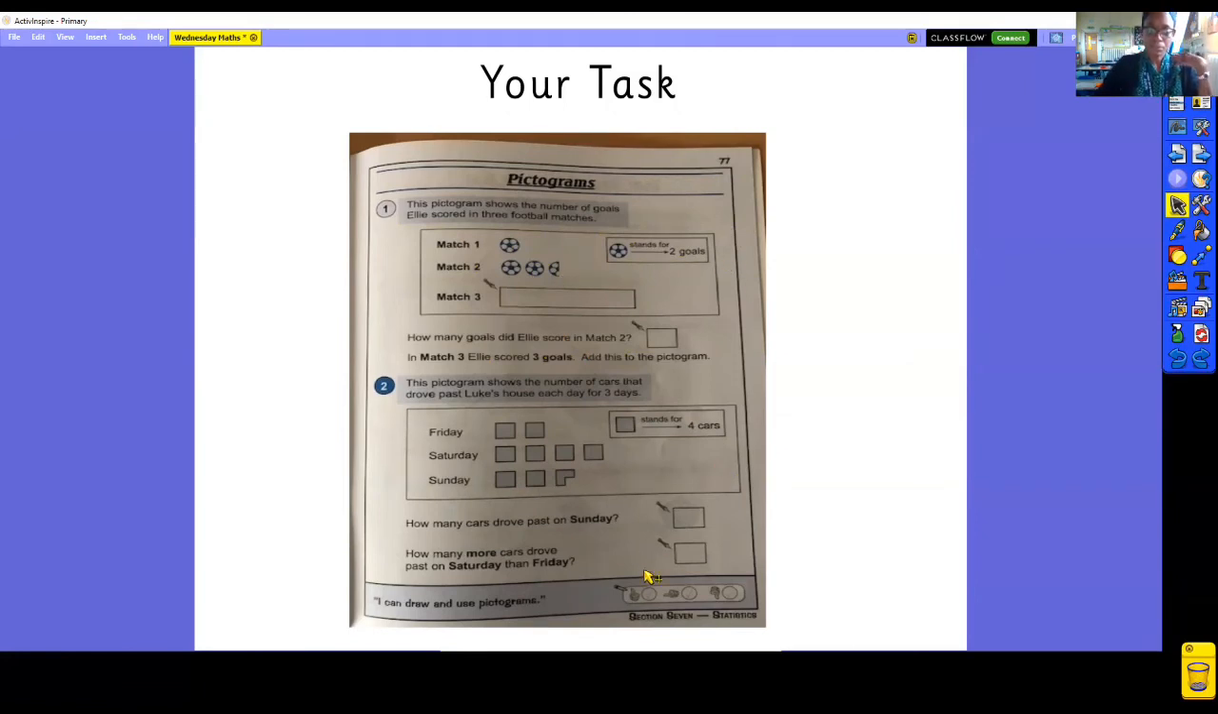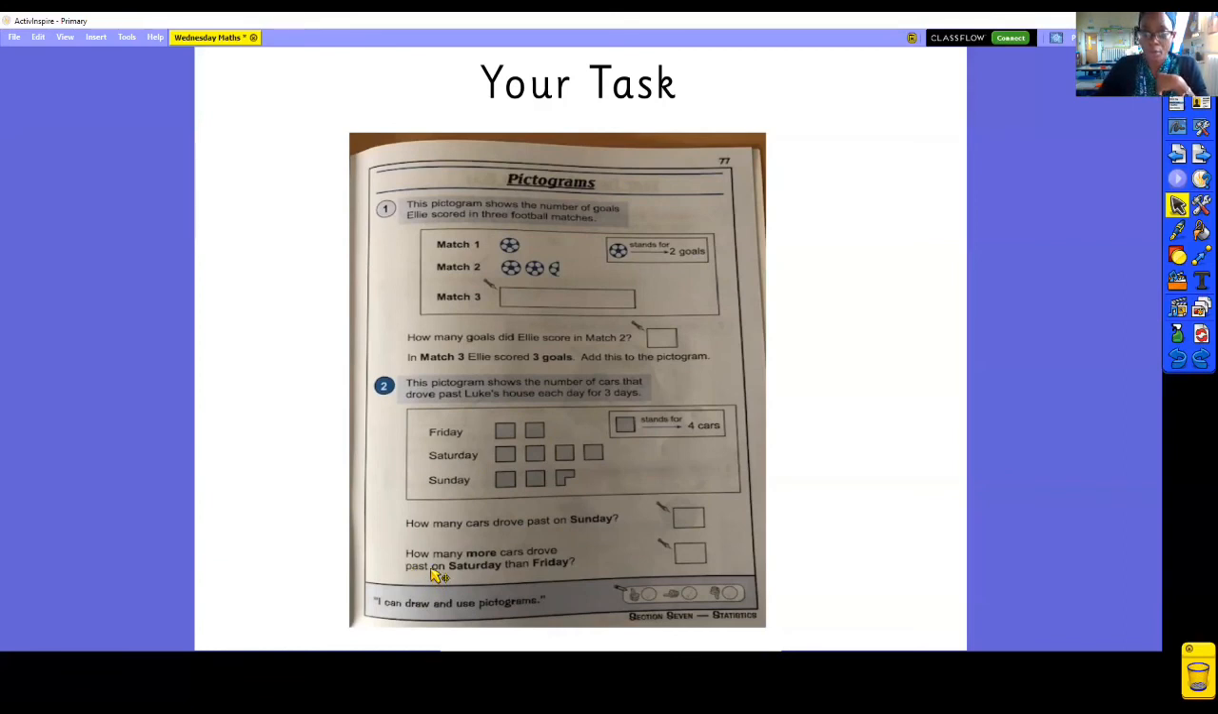Good stuff. Question 2. This pictogram shows the number of cars that drove past Luke's house each day for 3 days. And again, what do we see here? The block itself stands for 4 cars. Okay, so look carefully at the days. Look carefully at the pictures for how many cars have been seen. Okay, so how many cars drove past on Sunday? Pop it in the box. How many more cars drove past on Saturday than Friday? We need to know how much for Friday, need to know how much on Saturday, and work out how many more cars drove past on Saturday than Friday.